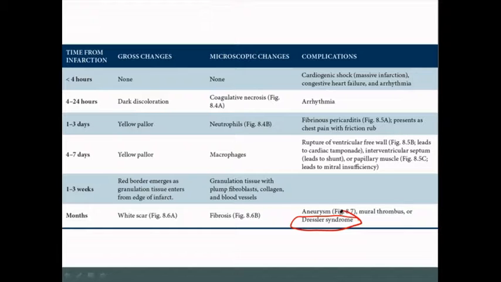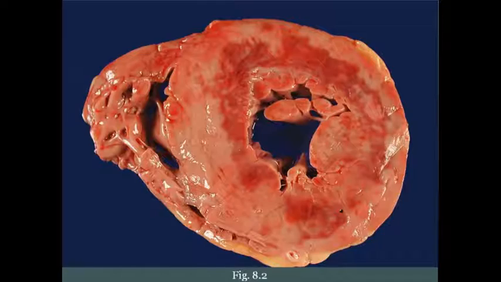Again, that is Dressler syndrome, and that is very high yield for the board exams. All right, now let's use a series of images present within your text in order to review some of these high yield principles. Here's an example of a heart that has undergone a myocardial infarction. You can clearly see that there is dark discoloration of the myocardium.